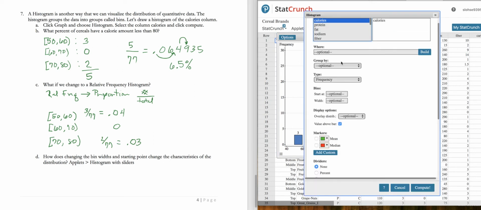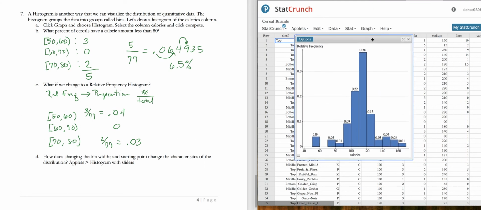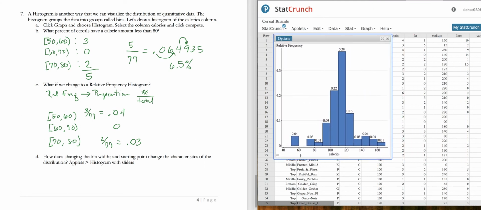We're going to go next, though, to type, and instead of a frequency table, we're going to make a relative frequency table. So now our vertical scale, the height of each bar, is going to be the relative frequency of data in that class. And I've left that display over the bar here so you can see 0.04, just like we calculated here. 0, we have no data, and then 0.03, just like we calculated here.